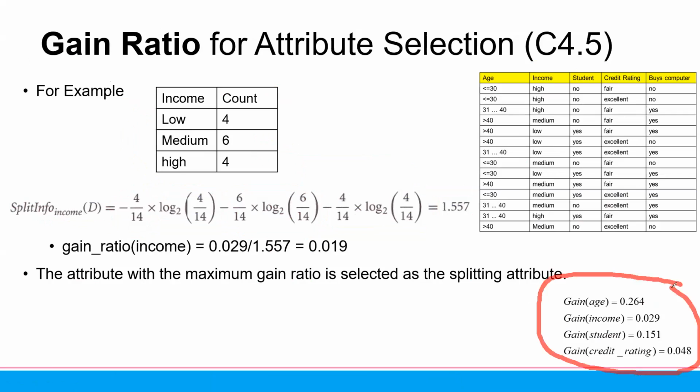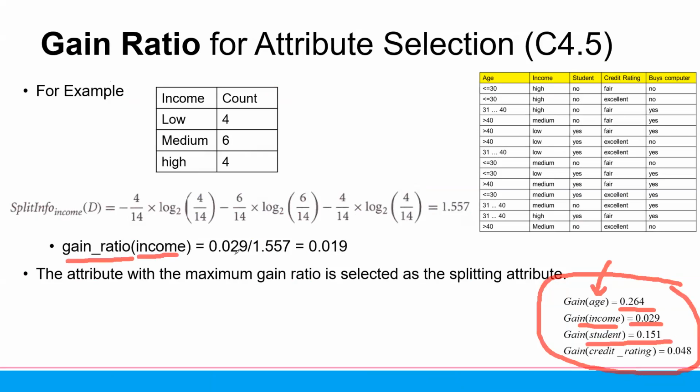When we get the gain for the age attribute, we got the value 0.264. When we get the income, the value is 0.029. For student, we have 0.151. So we will do this one. We need to get the gain ratio. For example, this is only for income.